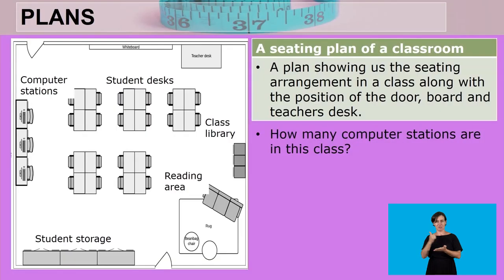So here is now our plan. We are given a computer station, it has student desks and chairs, it has a class library there, there's a reading area there which has a rack and a beanbag and a couch. We've got where students can store their bags and books. We've got a whiteboard, a door, and the teacher's desk.